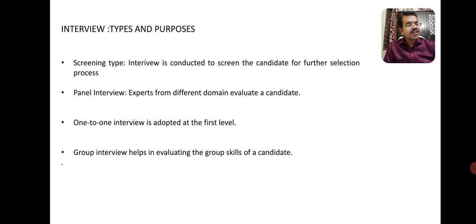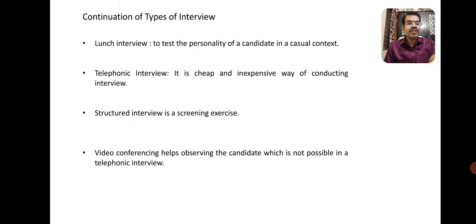Because due to the lack of social skills and lack of the emotional quotient or the emotional balance, as one can say, that could jeopardize the progress of a company, that could be detrimental to the progress of a company. So the group interview definitely helps in evaluating the group skills, which are very important for any company to progress.